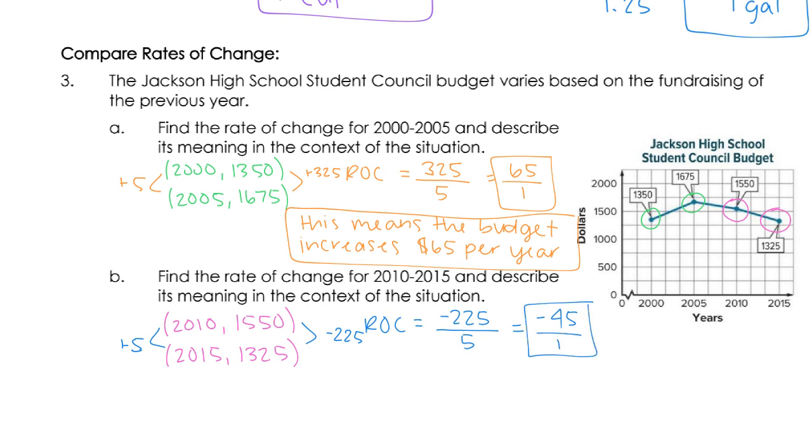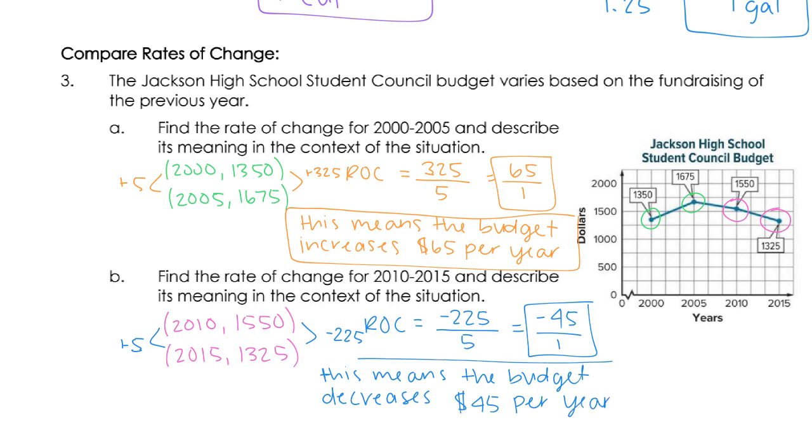And then similarly to what we said up above, this means the budget decreases $45 per year. And again, that decreases takes care of the negative that's there with the 45. Okay, let's go ahead and go over to the back side.